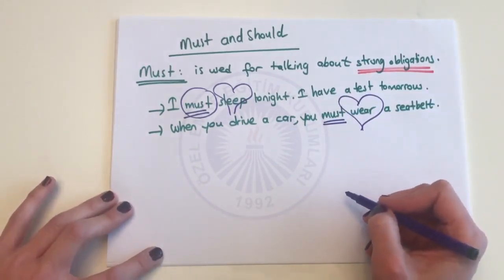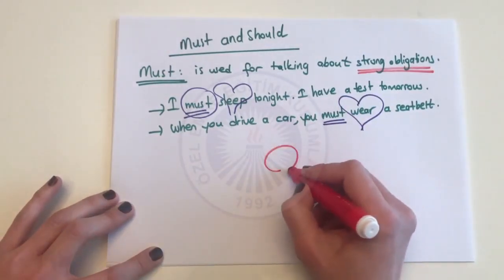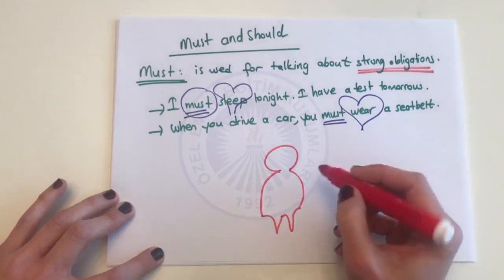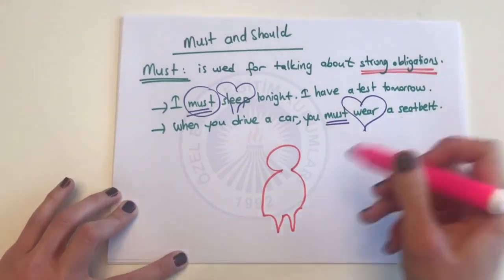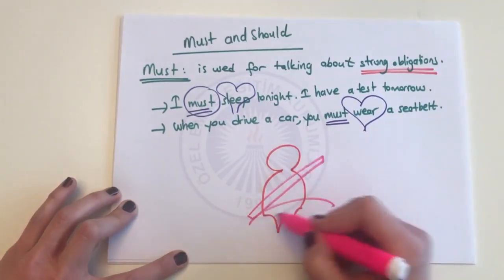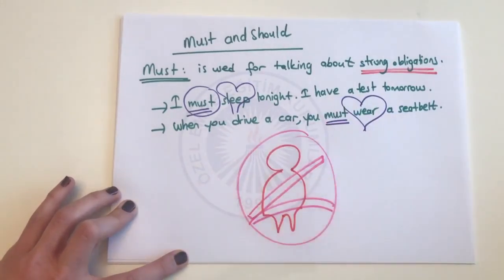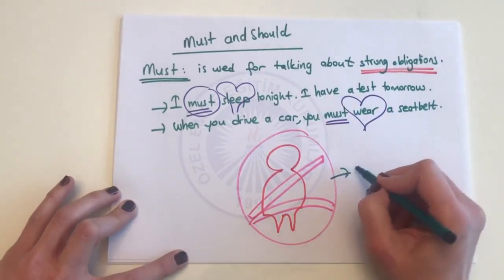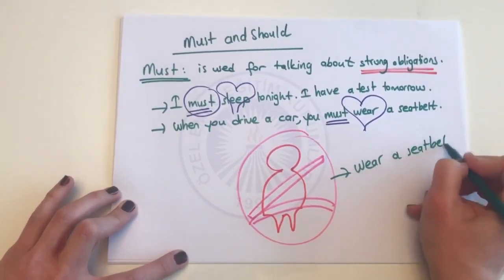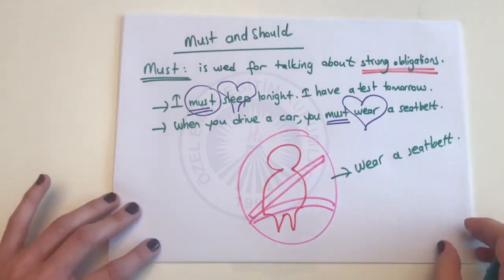Do you remember the meaning of seat belt? If you want, I can draw a person, okay? And this is wearing a seat belt, right? So you must wear a seat belt. Okay, this is important. So be careful.